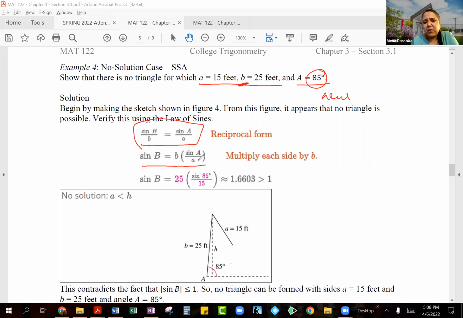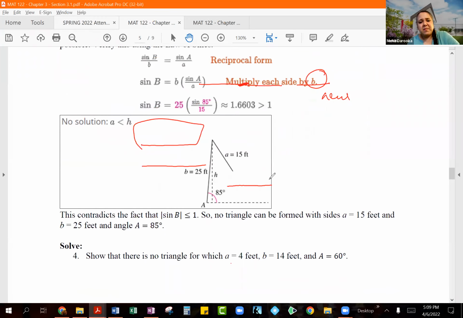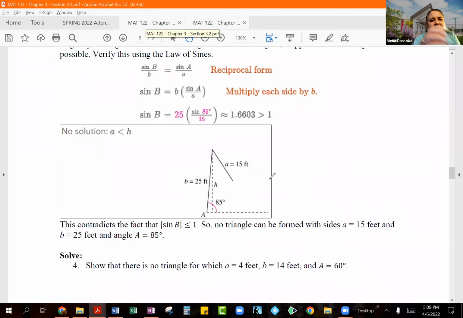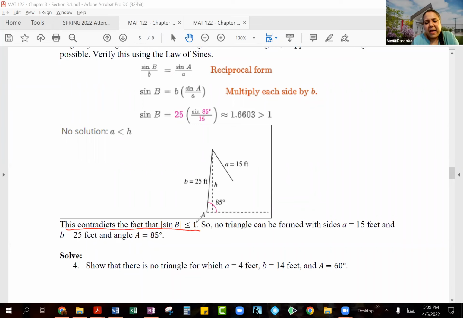So using our formula, we go ahead and plug this in, and you end up with sine of B equals 25 sine of 85 degrees divided by 15, and it's giving you approximately 1.6603, which is a number slightly greater than 1. But here's what's happening. They're saying this contradicts the fact that the absolute value of sine of B has to be less than or equal to 1, because we are basically saying no triangle can be formed where you have a side of 15 feet and the other one is a side of 25 feet and your angle A is 85.